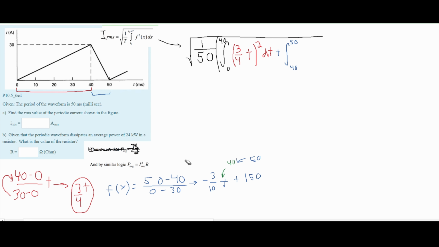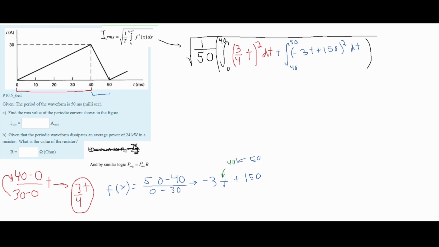We're just going to get rid of the 10 right here, and we're just going to be left with a negative 3 times t plus 150 as our equation. And we can plug this into here, and that will be our entire equation.